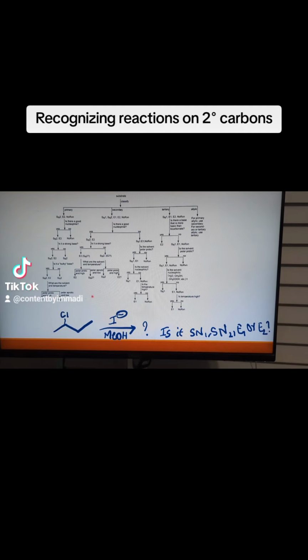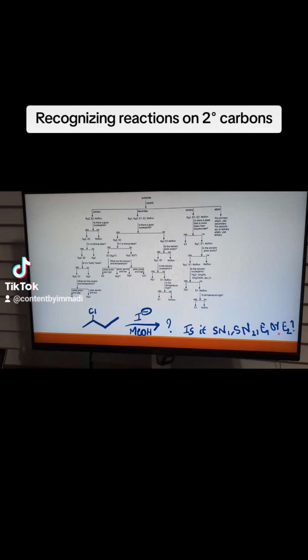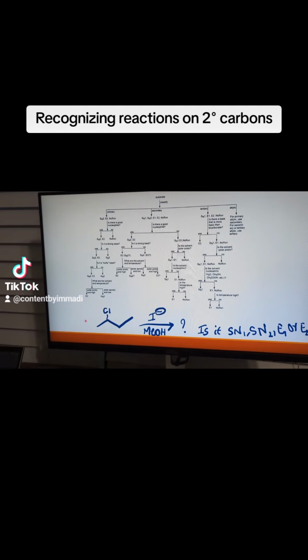Hey, in this video we will see how to recognize whether a reaction is an SN1, SN2, E1 or E2 reaction. When you take this, the chlorine here is on a secondary carbon, so you can say the substrate is a secondary substrate. So we'll use this chart to determine what kind of reaction this one is.